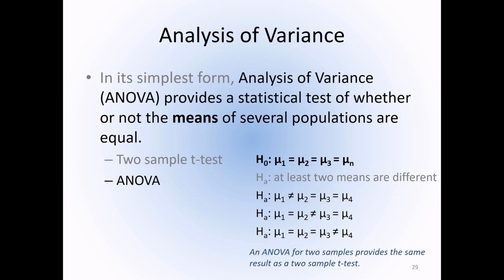And just for reference, if we were to run an ANOVA for just 2 samples, we'd actually get the same result as a 2-sample t-test. That doesn't relieve you from being able to discern when we should use a t-test versus an ANOVA, but this is just reassurance that if you were to run an ANOVA on 2 different data sets in comparing 2 populations, you'd get the same result as that 2-sample t-test.